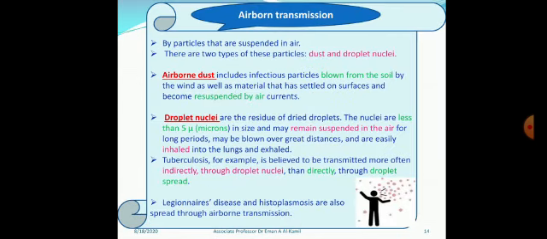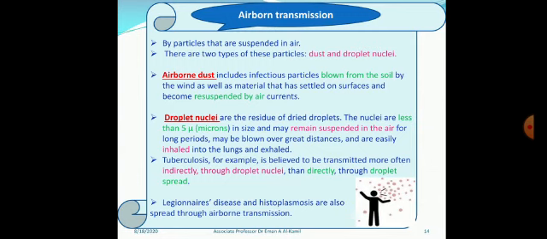Another mode of transmission we mentioned is airborne transmission, by particles that are suspended in the air. If the infectious material is suspended in the air, there are two types of airborne infection: dust and droplet nuclei. The airborne dust includes infectious particles blown from the soil by the wind, as well as material that has settled on surfaces and become suspended by air currents. The other one is droplet nuclei, which are the residue of dried droplets.